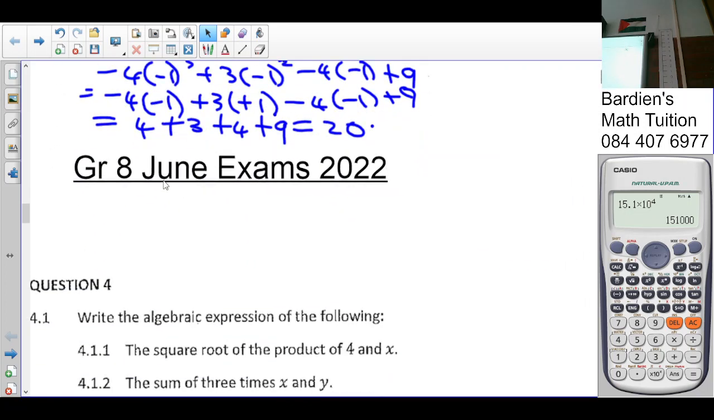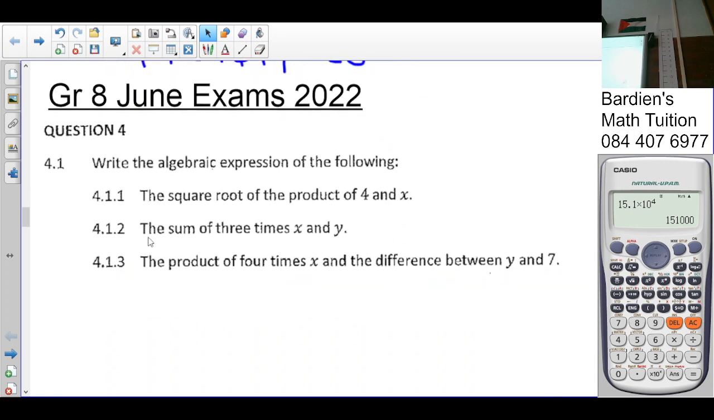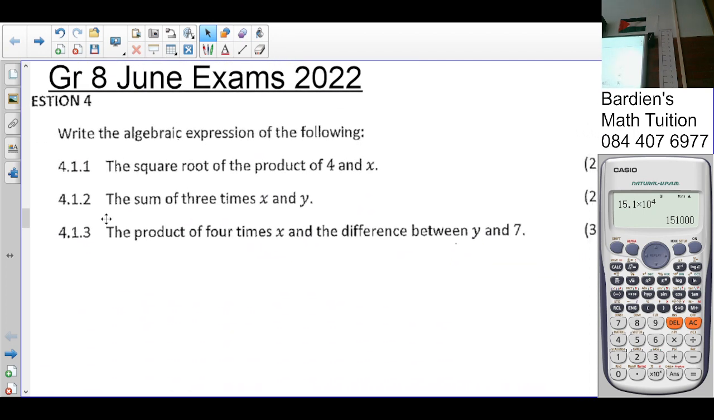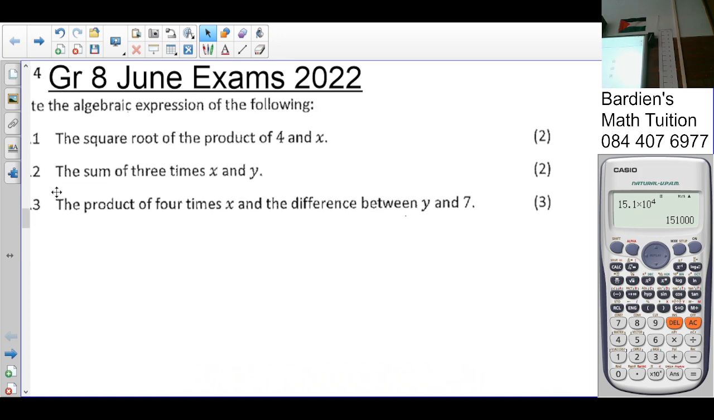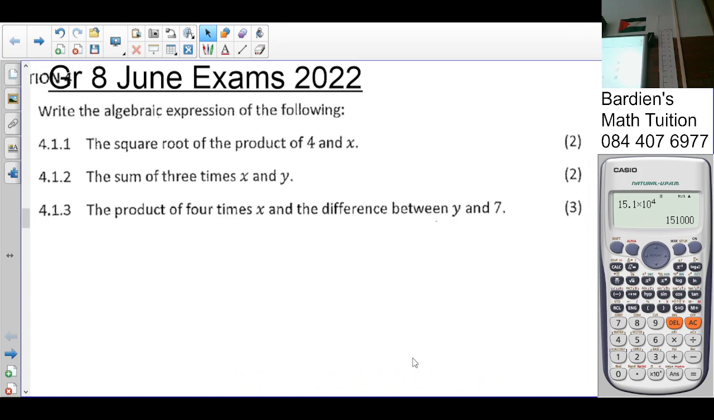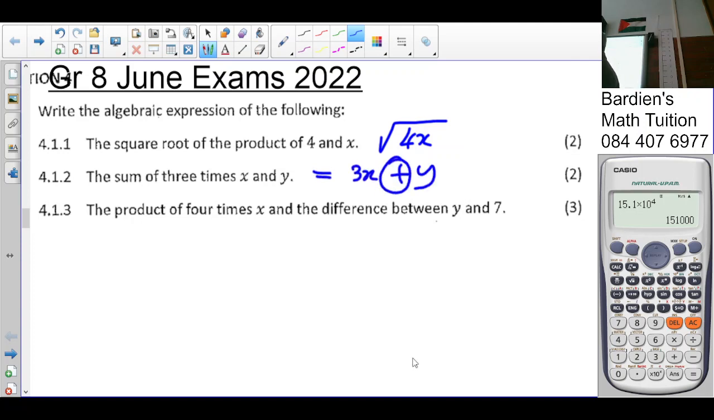The next one, question 4. In question 4, the question says, write down the algebraic expression of the following. The square root of the product of 4 and x, this times the sum of 3 times x and y. So it's 3 times x and y. The sum of means to say you must add. Okay? The product of 4 times x.